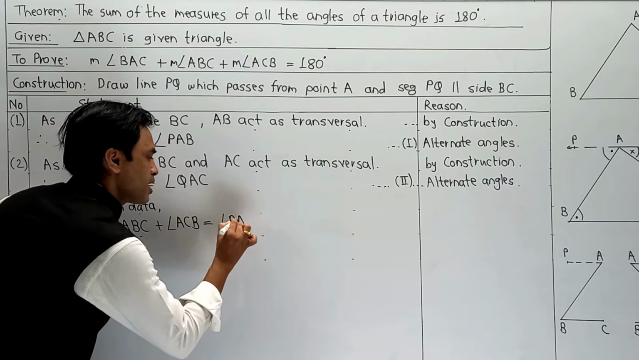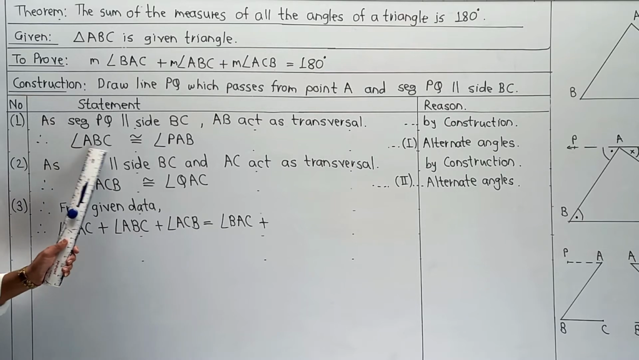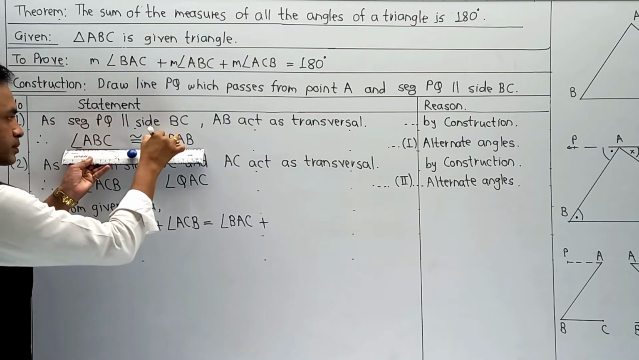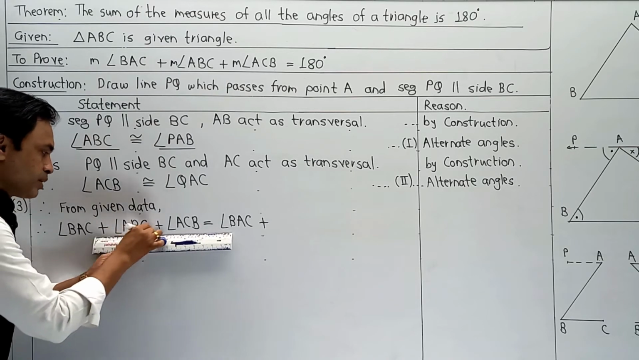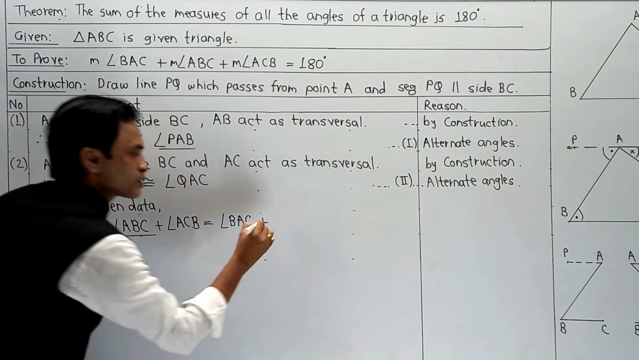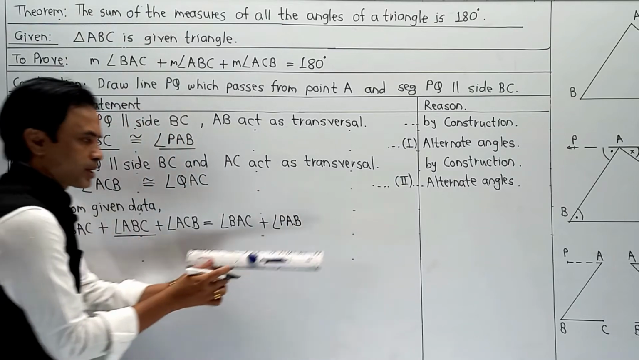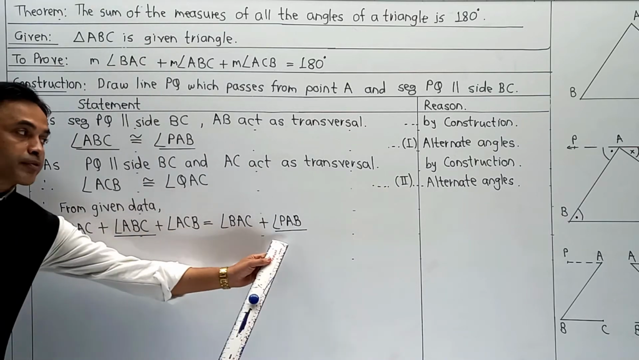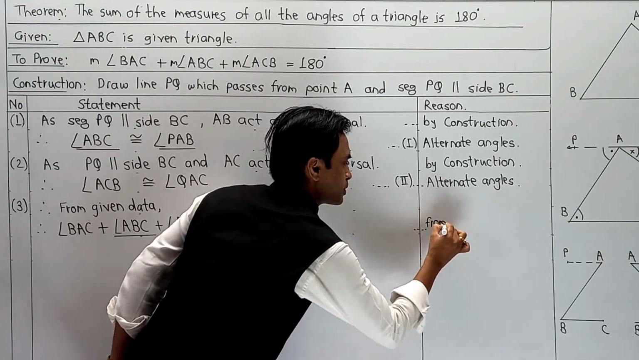So angle BAC plus, now pay attention, instead of ABC, we know that ABC is nothing but PAB. As I make a single mark, that is equation 1, that I am going to mark over here. We are going to replace ABC by PAB, so I am going to write angle PAB. As it is a single mark over here, I also make a single mark over here so you can easily understand. Here we have taken a reference from equation 1.